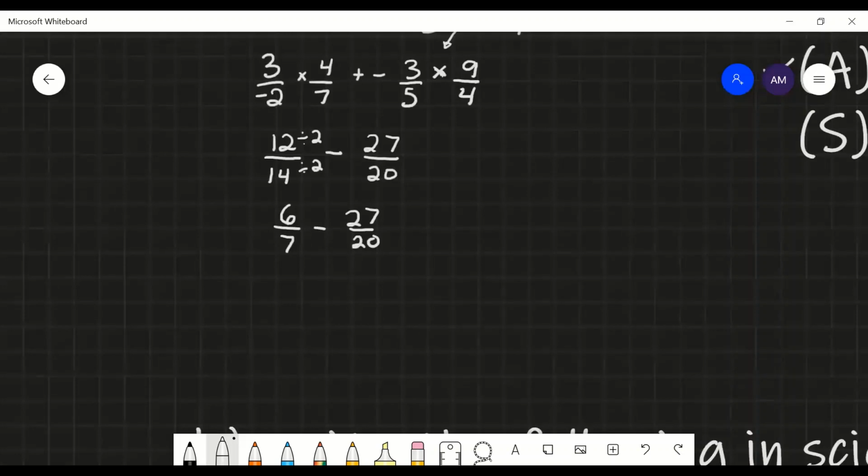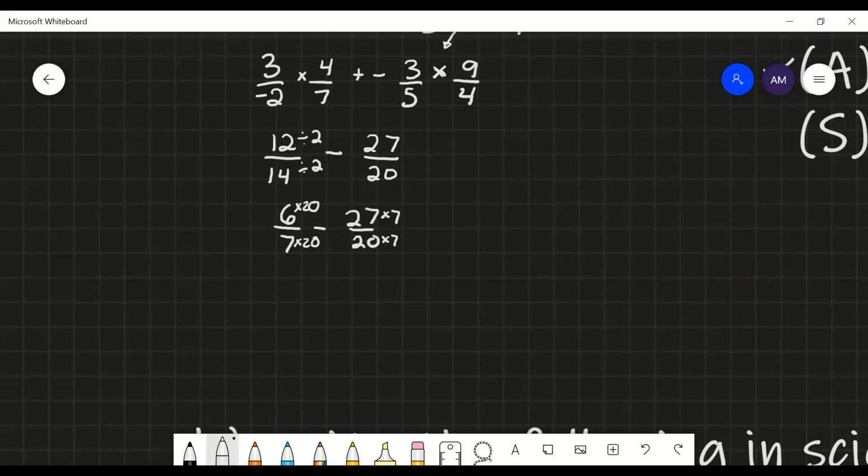Now, we have a problem. Hold on. We can't just subtract these numbers because 7 and 20 are different denominators. So we have to make them the same denominator. And the easiest, the quickest way that requires the least amount of thought is to just multiply them by each other. So 7 times 20. And if you multiply the bottom number, you have to multiply the top number by the same thing. So 6 times 20. And also this 20 over here has to be multiplied by 7. And that will result in the numerator also being multiplied by 7.